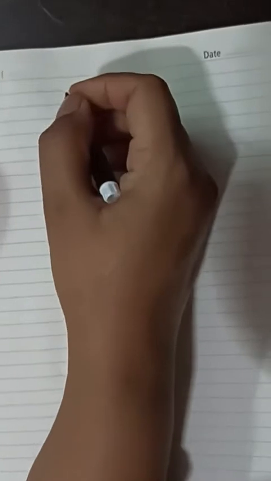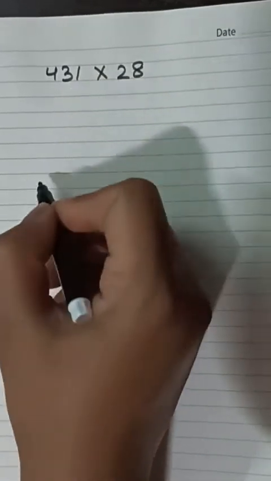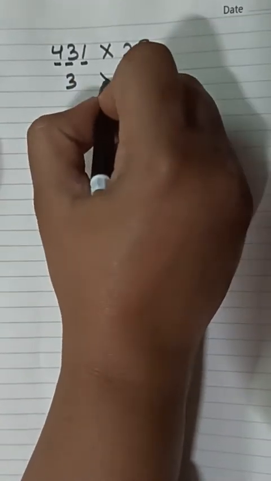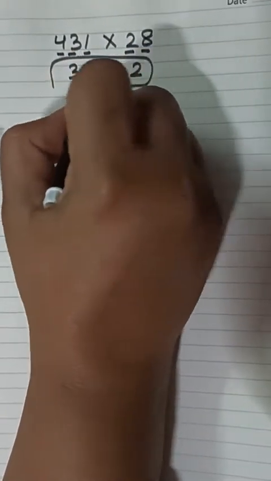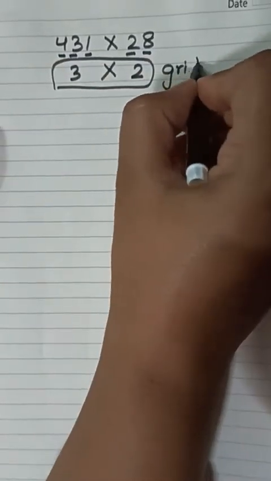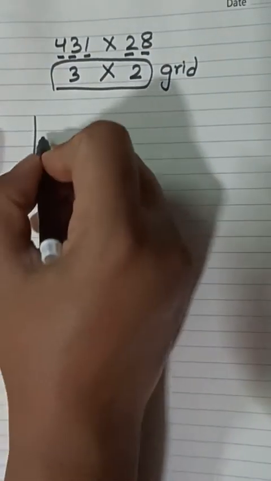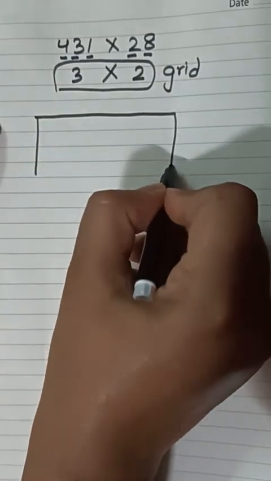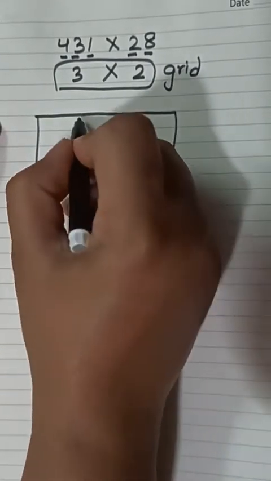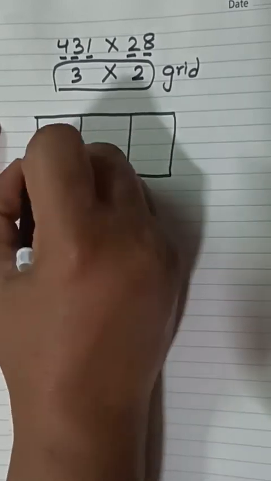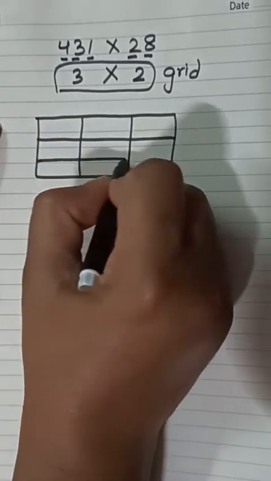Similar way, we can multiply a 3-digit number by a 2-digit number also. Suppose I have 431 into 28. So in this case, see how many digits are there? 3 digits. And how many digits are here? 2 digits. So I will draw a 3 by 2 grid. That is 3 columns and 2 rows.